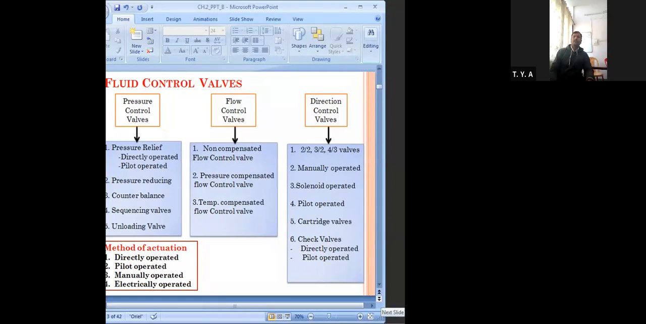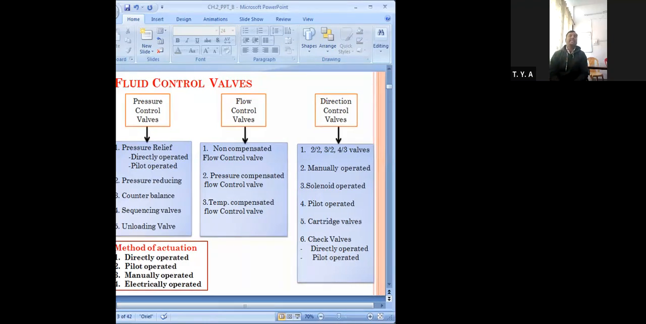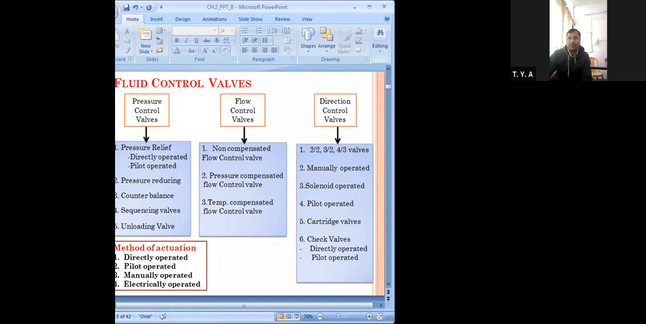Now these control valves are classified into three basic types. Again, this classification has been made based on their function in the hydraulic system. So you can see the first is the direction control valve, then pressure control valve, and the flow control valve. Getting it? So these are the three basic types of control valve based on their function, and they are the same for pneumatic as well as hydraulic systems.